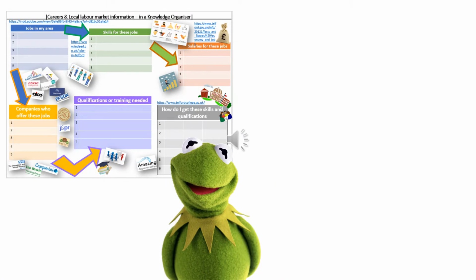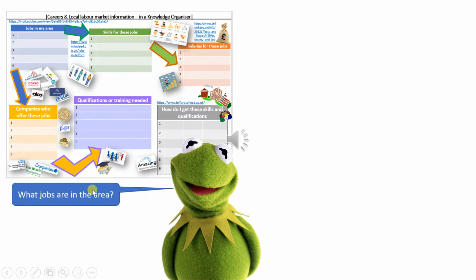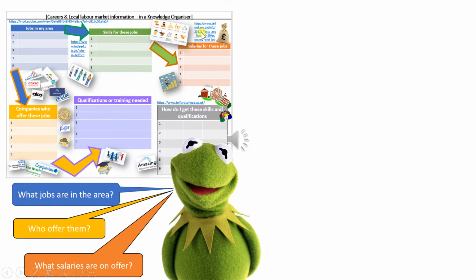So here's the review of the knowledge organiser, which hopefully you've completed for your homework. The blue section, let's investigate what jobs you found in your area. And then underneath it's the yellow question, we're looking at who offers these jobs. So let's find out about the different companies you've discovered. And then it's the question that we all like to look for over there on the right, it's the salaries question. So let's have a look at what salaries each of these jobs offers that you found out.